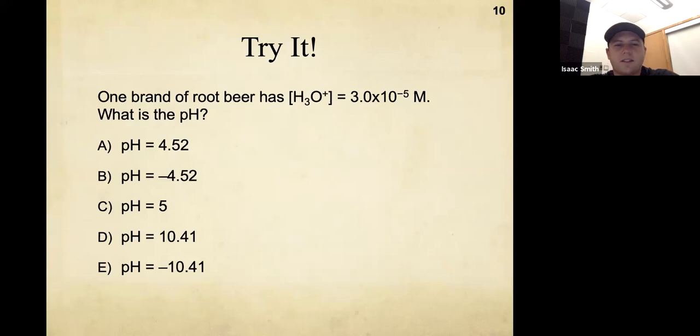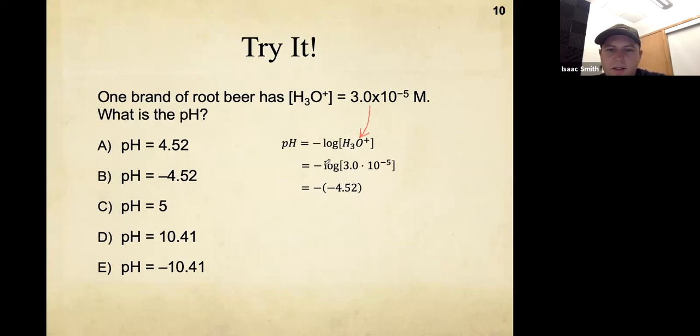Here's another brand of root beer that has a hydronium concentration of 3 times 10 to the negative 5 molar. What's the pH? We know that pH equals the negative log of the hydronium concentration. So we can plug the hydronium concentration in here and solve that on our calculator. The log of 3 times 10 to the negative 5 gives you negative 4.52. And then we have the negative of that, so you switch the sign and get 4.52.